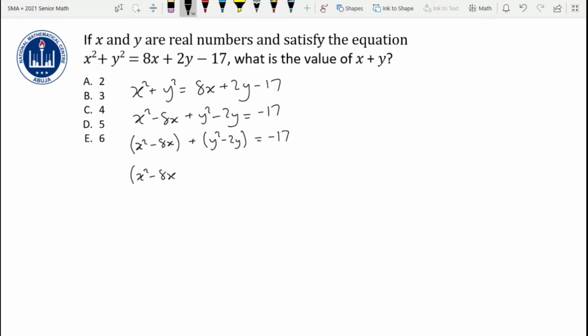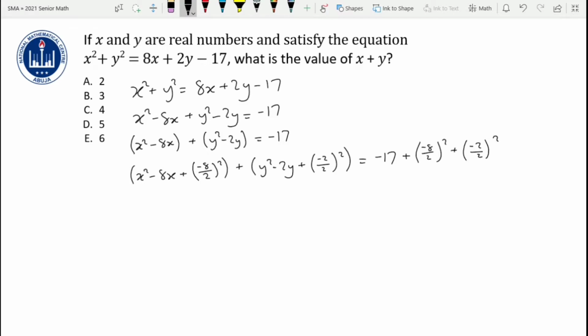Have x squared minus 8x. And then the coefficient of x is minus 8. So we'll halve that and square it. And also, we'll have y squared minus 2y. And the coefficient of y is minus 2. So we'll halve that also and square it. And since we added something to the left hand side, we're going to add the same to the right hand side. So we'll add minus 8 over 2 squared and minus 2 over 2 squared to the right hand side.